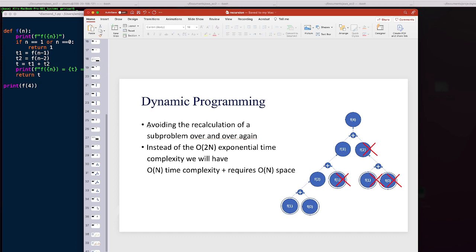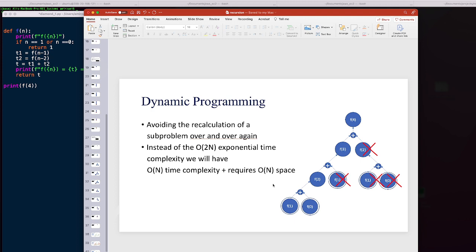As it says here, avoiding the recalculation of a subproblem over and over again. If we have Fibonacci of 1, we don't need to recalculate it here, and we don't need to recalculate it here. We calculate it one time and use the result for the other occurrences of it. So instead of, actually this should be O of 2 to the power of n, exponential time complexity, we have O of n time plus O of n space. If you don't understand what these O's mean, this is not important for now.